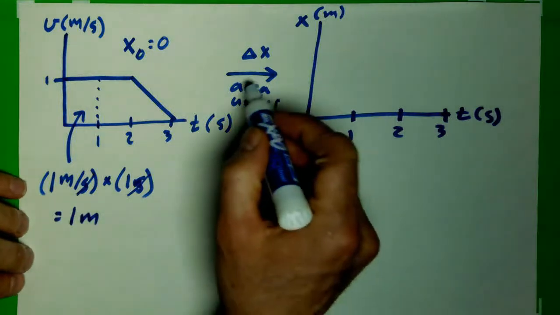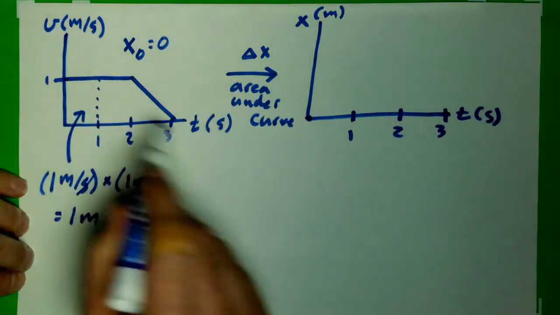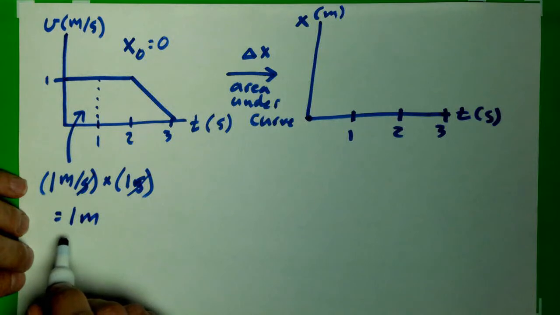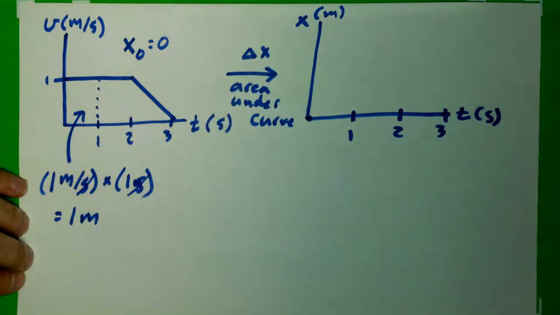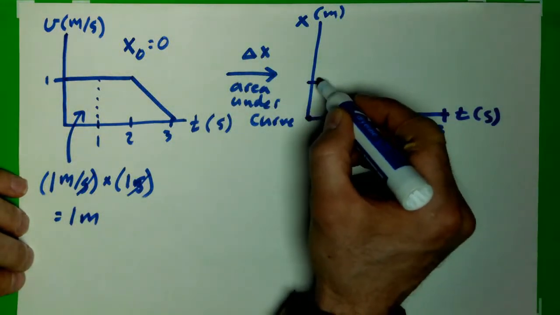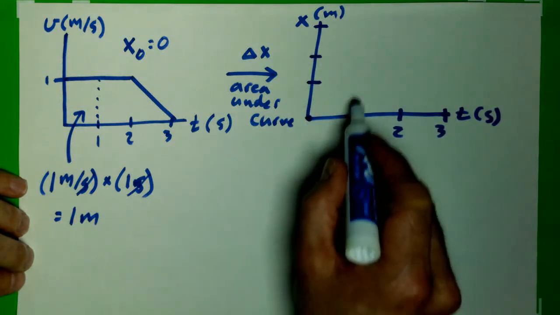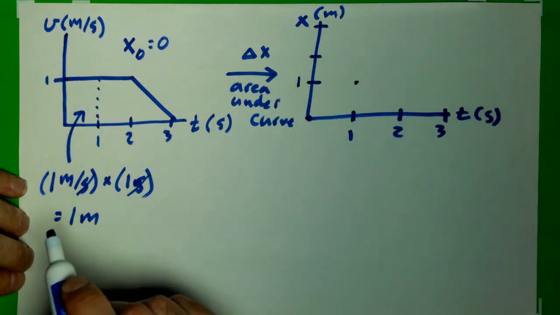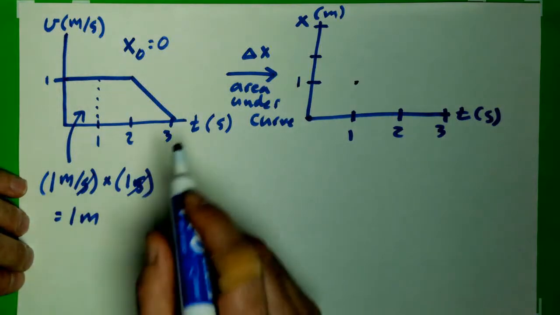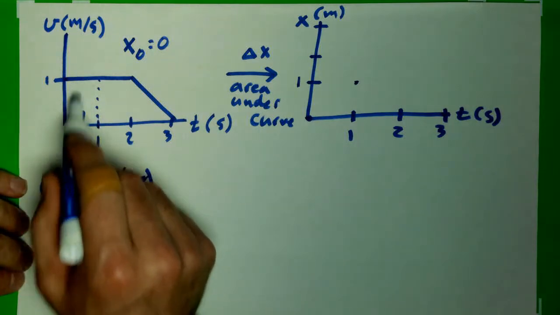So this graphical area, in this case under velocity versus time, is actually in units of meters, which is correct because that gives us a displacement. And so I know that at 1 second I've gone 1 meter. Okay. All right. Now before we continue on, let's think about, well, what happened at half a second?